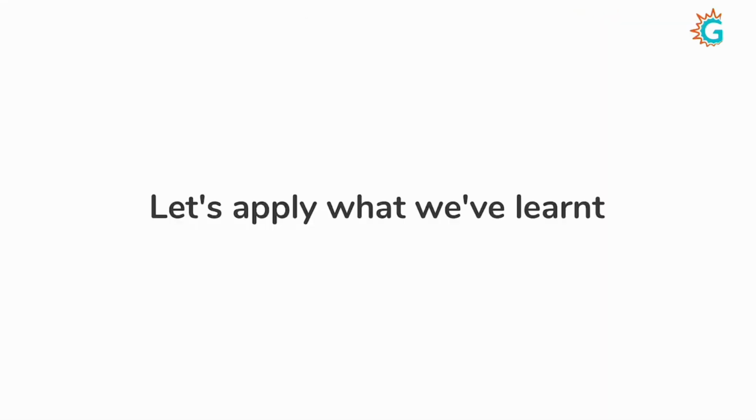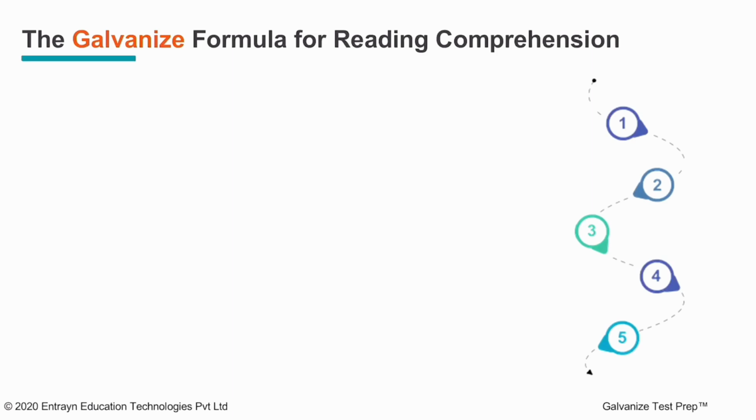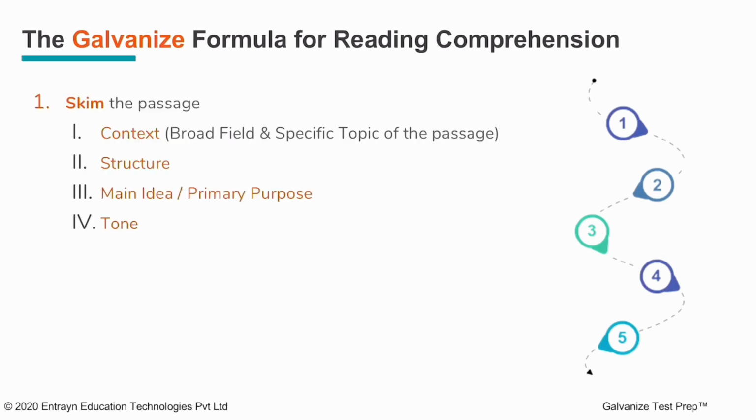Now let's take everything that we have learned so far and put them together and apply them to an actual reading comprehension passage. So what have we learned so far? The galvanized formula for reading comprehension. The first step is that you will skim the passage, which means you will understand the context, that's the broad field and the specific topic of the passage.